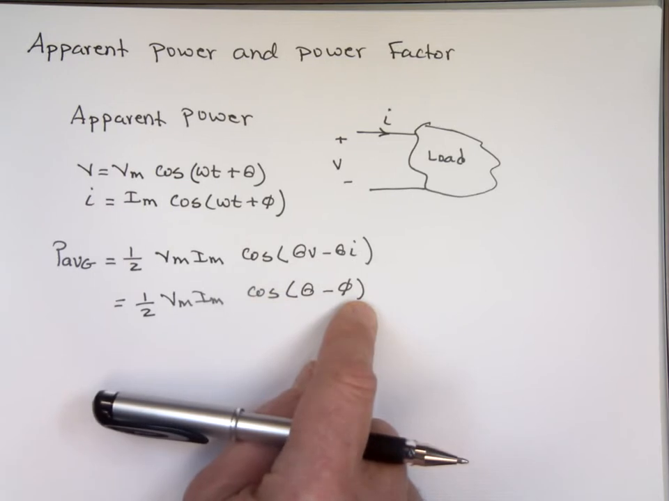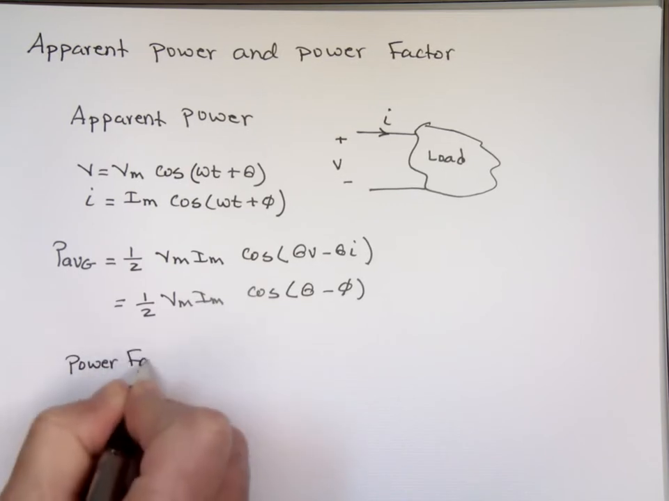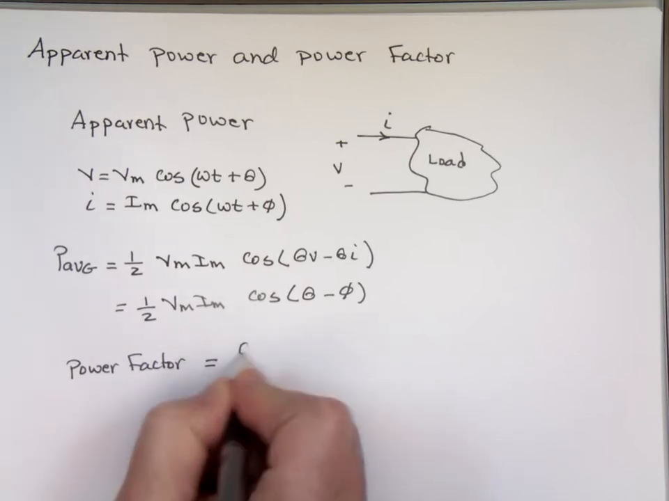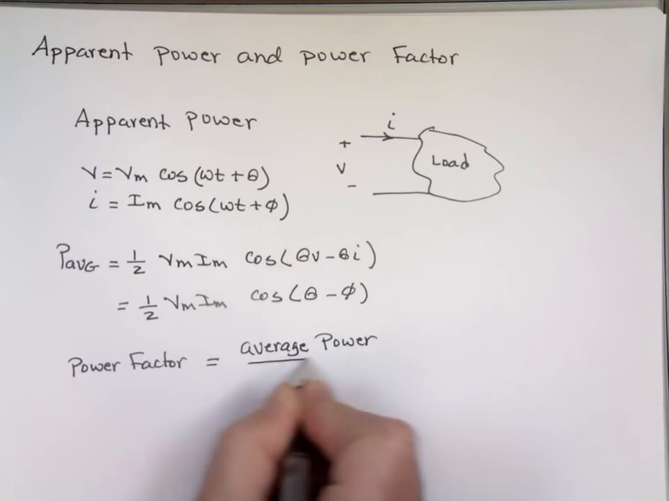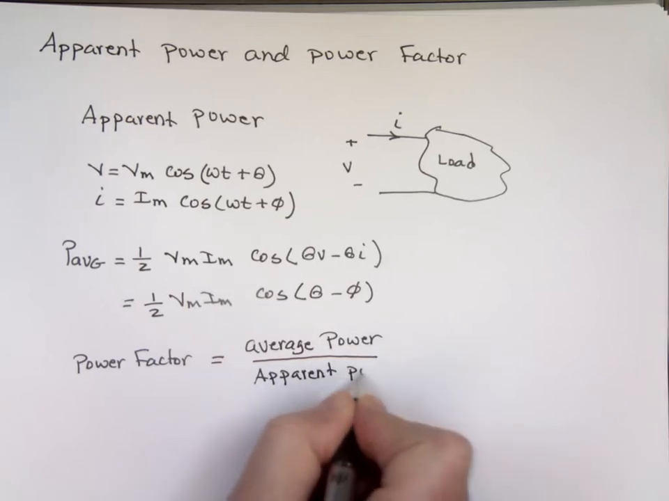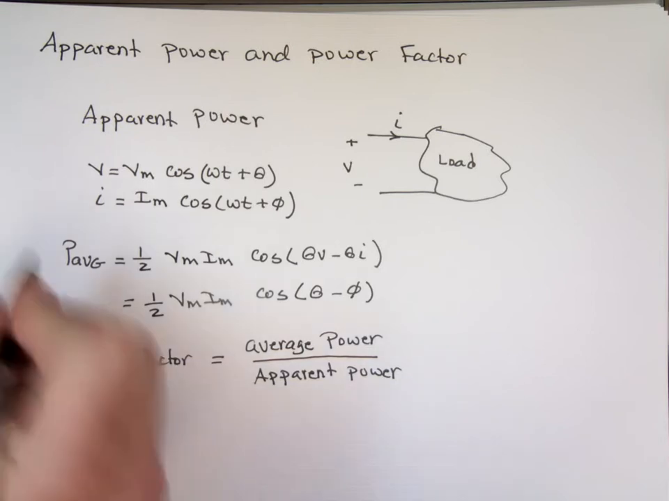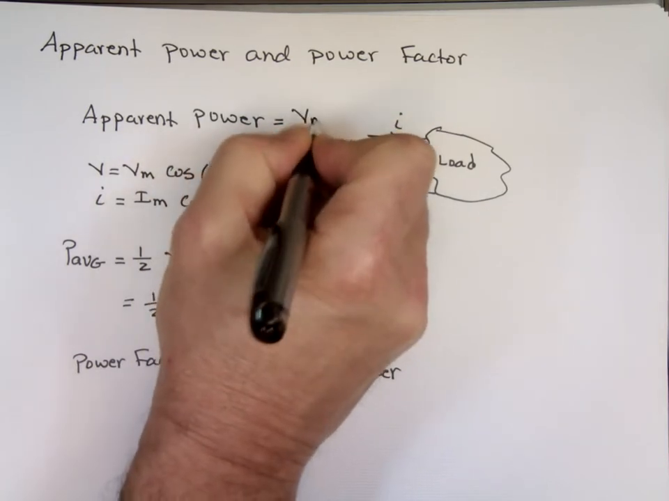Now this is the one I'm interested in, that cosine of theta minus phi. That's really my power factor. You're going to find out that the power factor, the definition actually, is equal to the average power over the apparent power. Now, the apparent power, which I didn't write the equation for, I talked about the apparent power. But the apparent power is actually V max times I max.